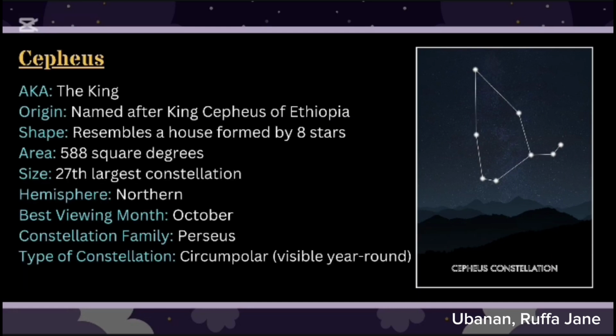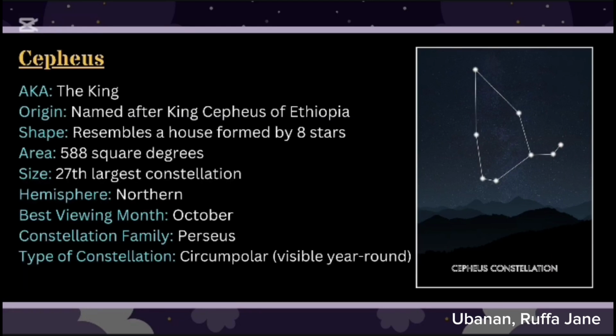And the brightest star in the Cepheus constellation is Aldebaran, also known as Alpha Cephei. It has an apparent magnitude of 2.45, making it the most visible star in the constellation.